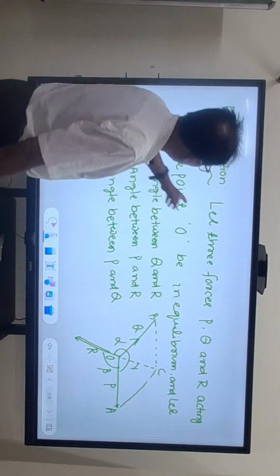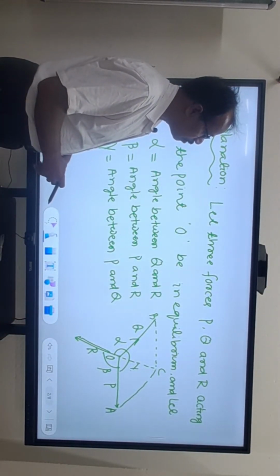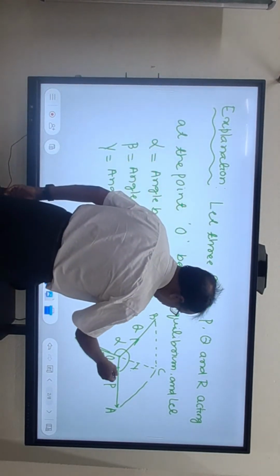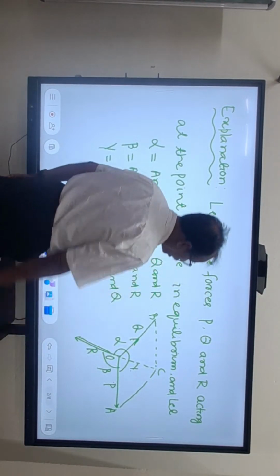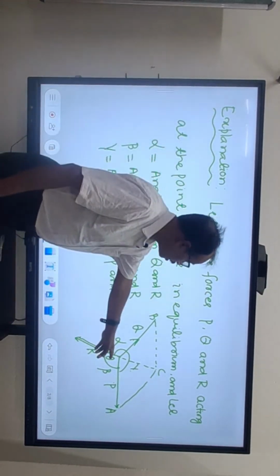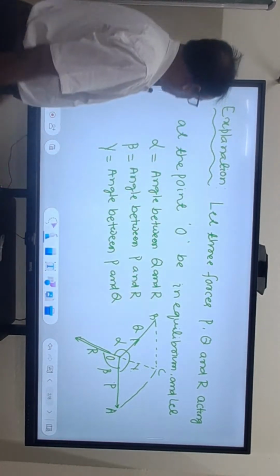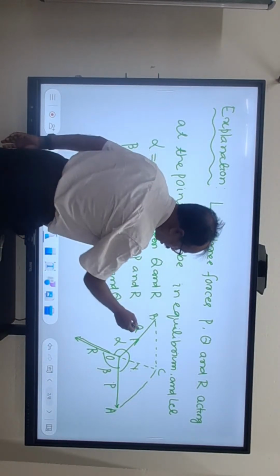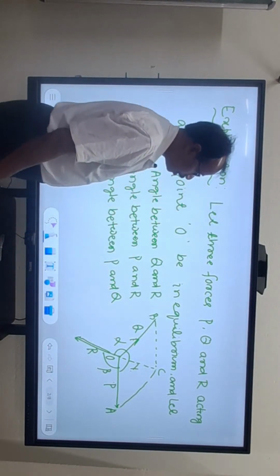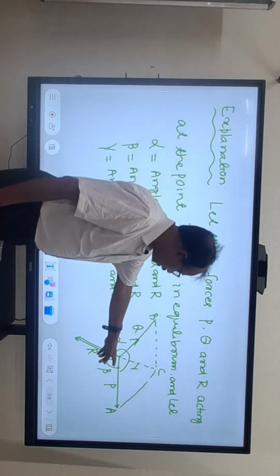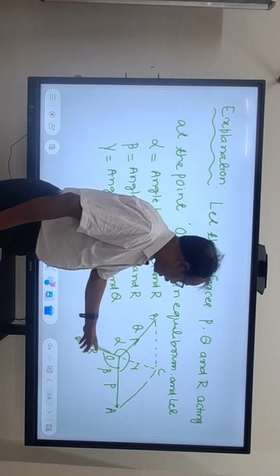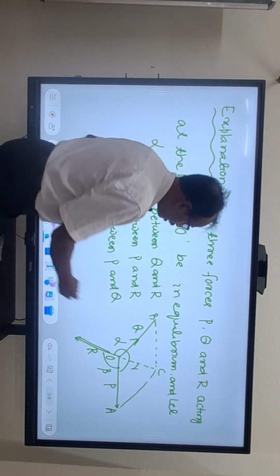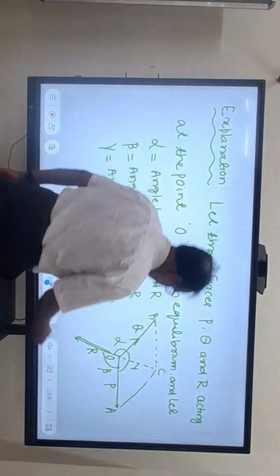Here, let three forces P, Q and R be acting at the point O. Let alpha be the angle between Q and R, beta the angle between P and R, and gamma the angle between Q and P.